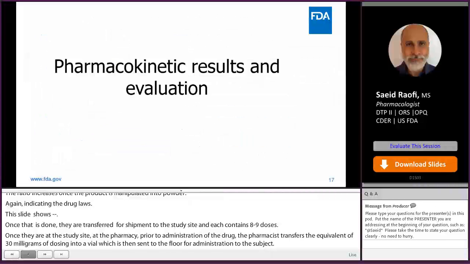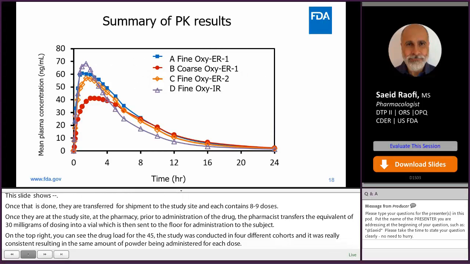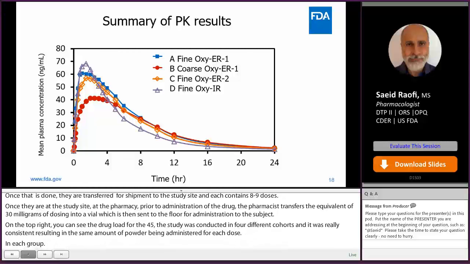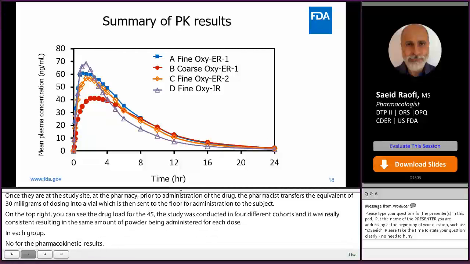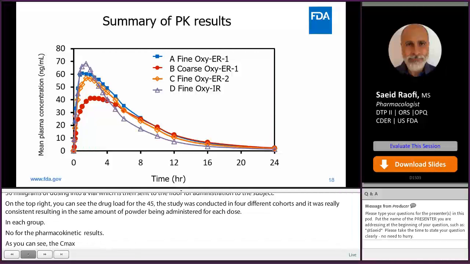Now for the pharmacokinetic evaluation result. This is the time concentration profile for all 4 treatments in this study. As you can see, the Cmax and AUCs for the IR product and the 2 abuse-deterrent products milled to fine particle size are fairly close and grouped together on top, and the Cmax for the coarsely milled oxycodone ER product is considerably lower than the other 3.